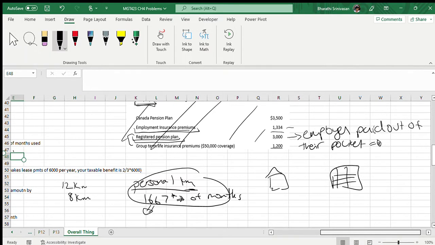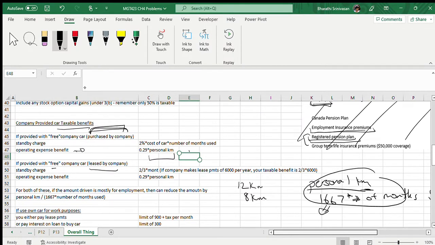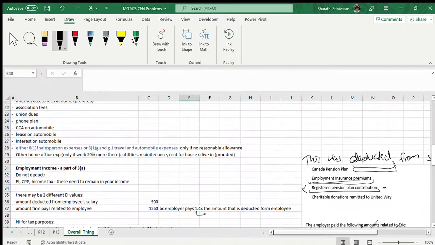I'm not sure why it's a personal kilometer. Unless you never work at the company and only ever go to some other place. In that case, it's possible that your personal kilometers could be 0, in which case this thing would completely be 0. That'd be cool. But anyway, that's that.